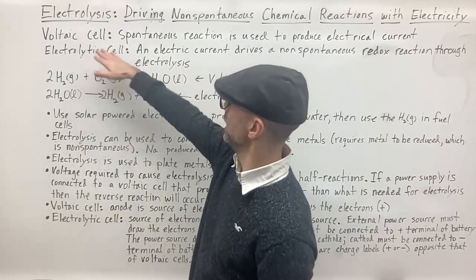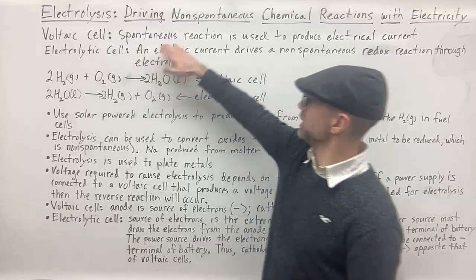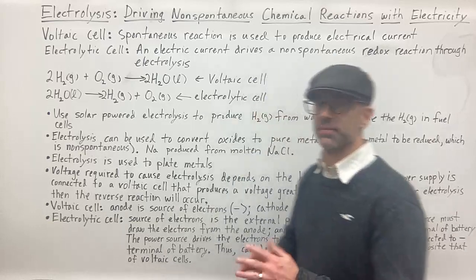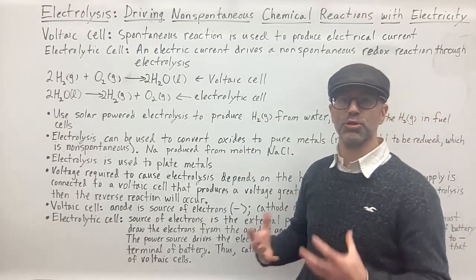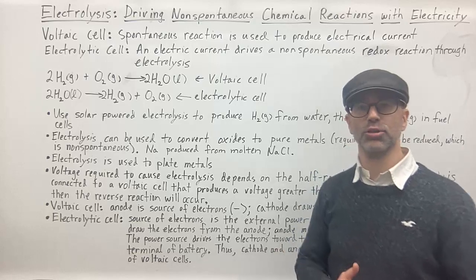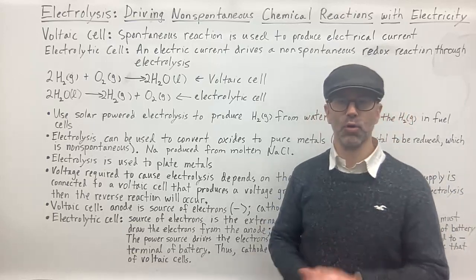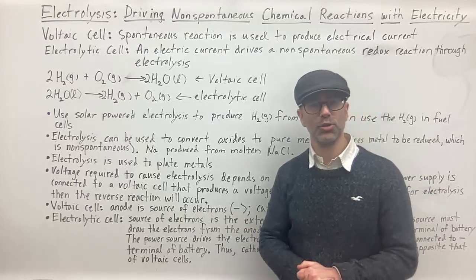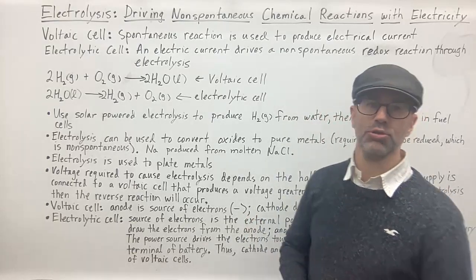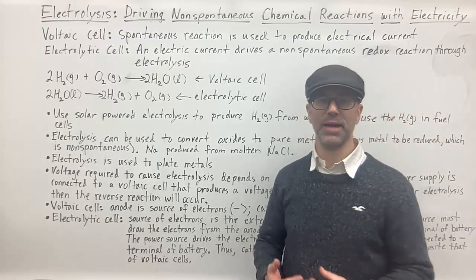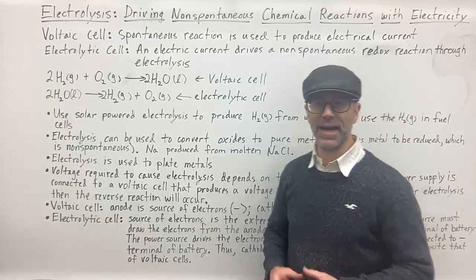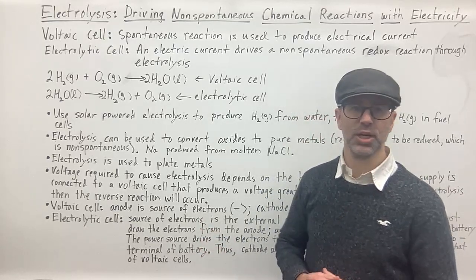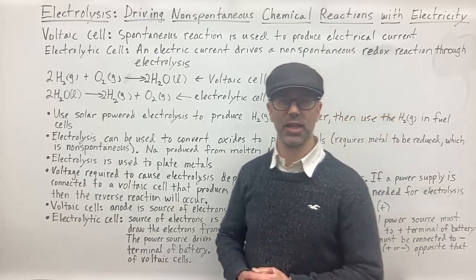So here, voltaic cells, that's where you're using a spontaneous redox reaction, and that's going to be used to produce an electrical current, and then that electrical current is used to either run a motor or turn on a light or whatever the case may be. For an electrolytic cell, you're actually going to be using an electrical current that's provided by an outside source like a battery, and that outside source is then going to drive the non-spontaneous redox reaction through the process of electrolysis.